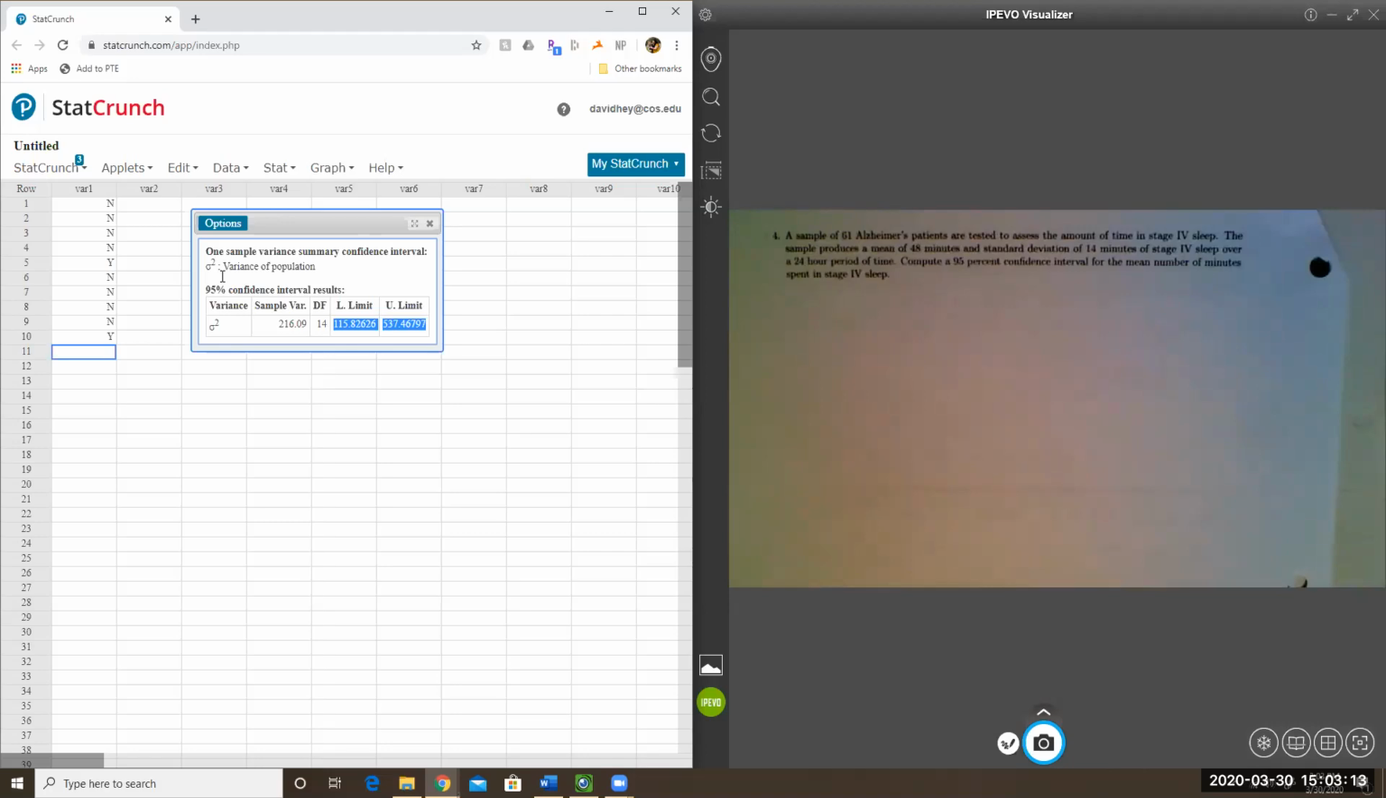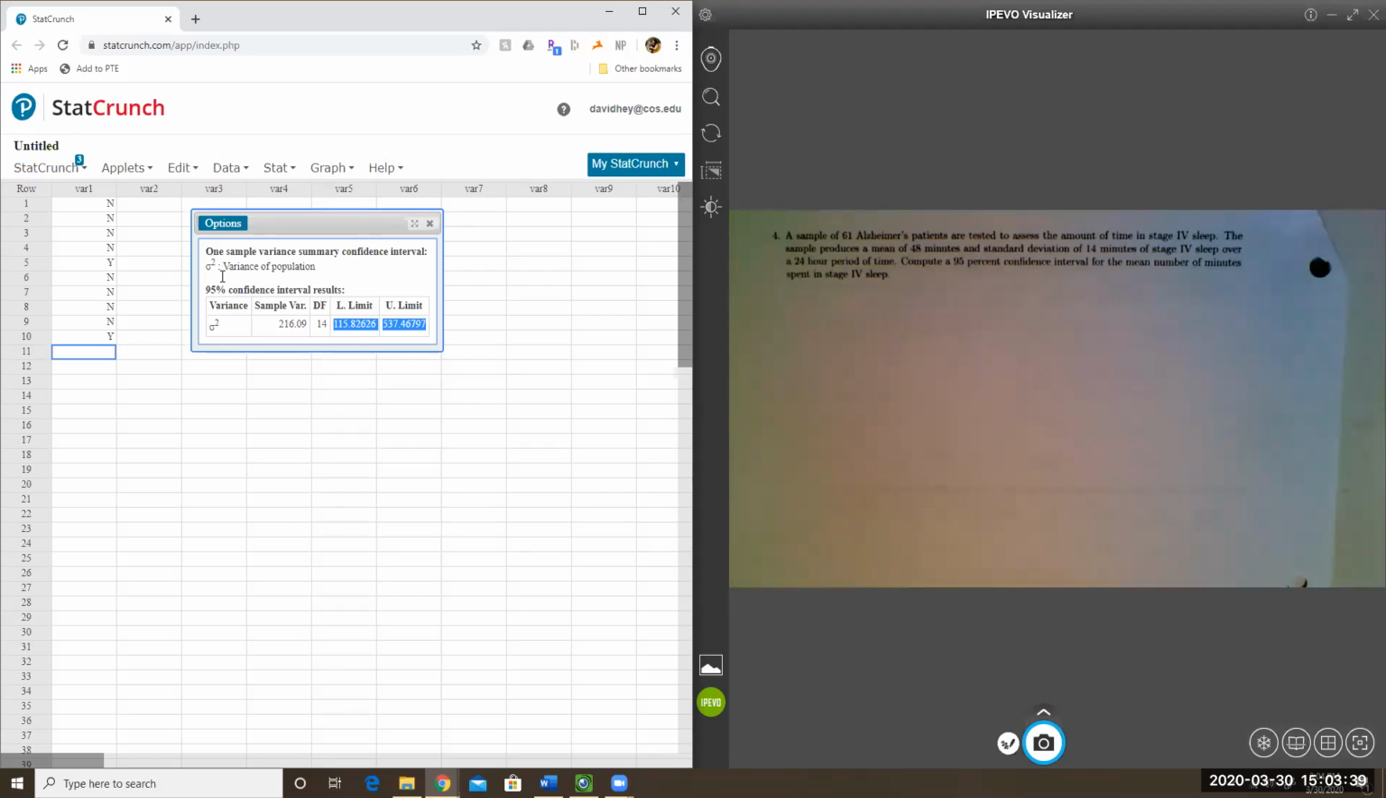So number 4 says a sample of 61 Alzheimer's patients are tested to assess the amount of time in stage 4 sleep. The sample produces a mean of 48 minutes and a standard deviation of 14 minutes of stage 4 sleep over a 24-hour period of time. Compute a 95% confidence interval for the mean number of minutes spent in stage 4 sleep.